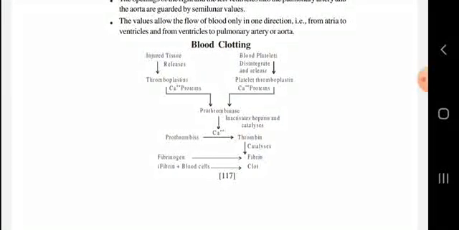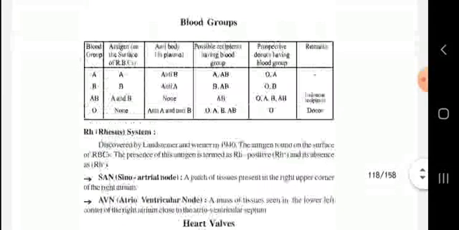So this is the process. The injured tissue releases thromboplastin, and the blood platelets release platelet thromboplastin. They both combine and become prothrombinase, and prothrombinase becomes thrombin, and that thrombin catalyzes fibrinogen to become fibrin. Fibrin plus the blood cells make the blood clot.